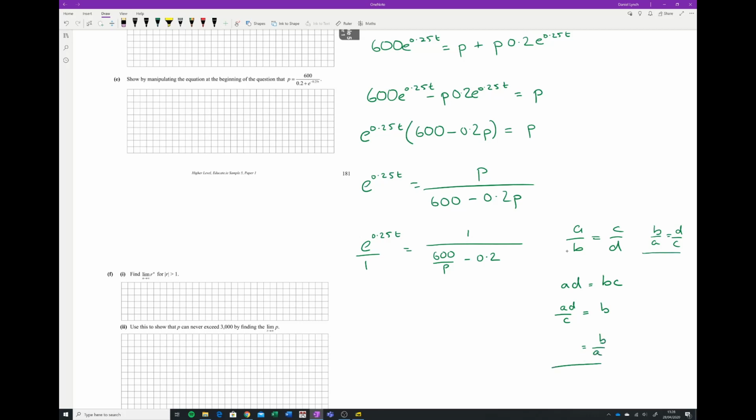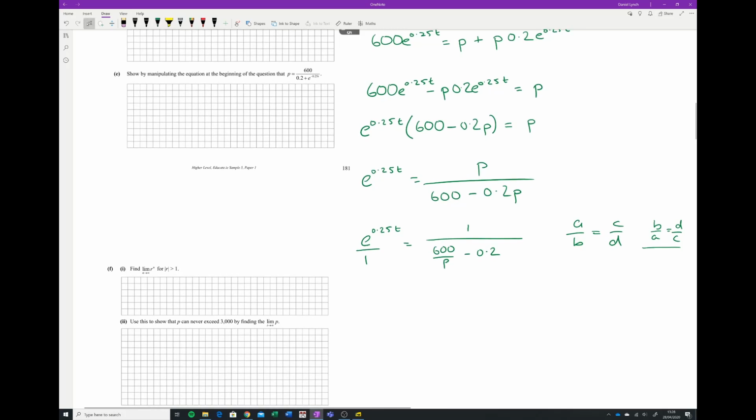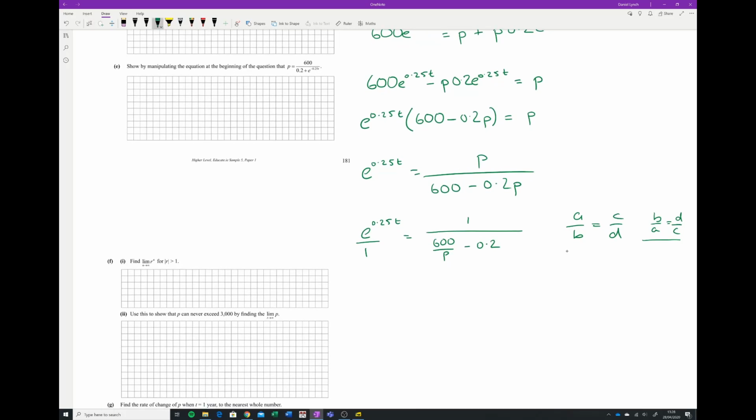So the upshot of all that is, if you've got a fraction equals a fraction, you can flip the top and the bottom. Not a very good mathematical way to say it. Instead, that's why I took my time out there, just to show you the one thing was the other. So in this case, we can say that 1 over e to the 0.25t is equal to 600 over p minus 0.2, and that's over 1, if you like.